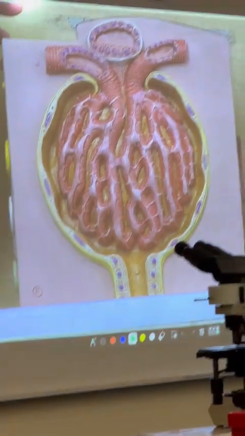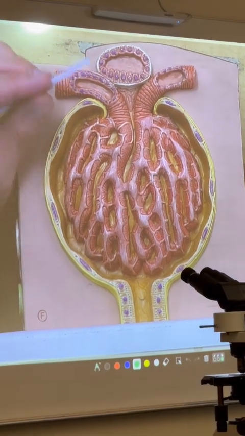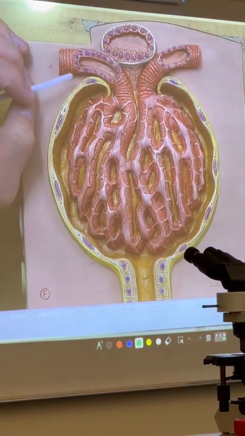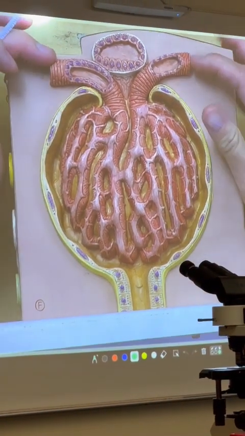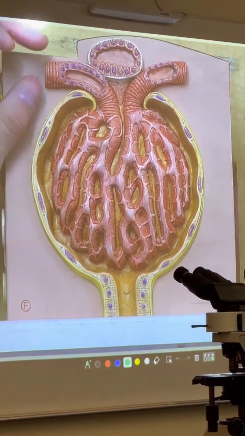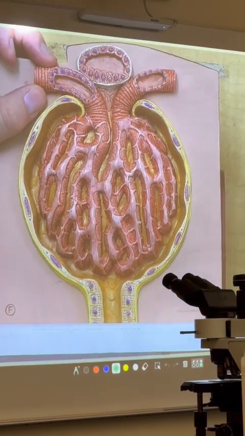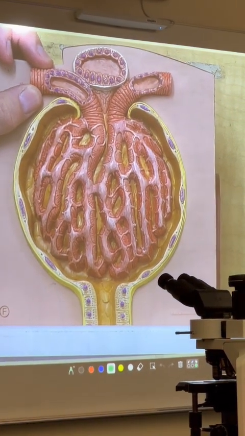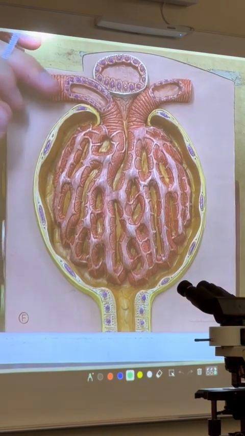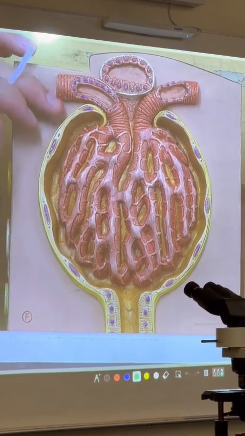Another question that we're usually asked is which one is the afferent and which one is the efferent arteriole. We see that there are indeed two of them up here. Generally speaking, the afferent arteriole tends to be a little bit bigger than the efferent arteriole. So we see that this one is just a tiniest bit bigger than the one next to it. So that makes this one the afferent arteriole.